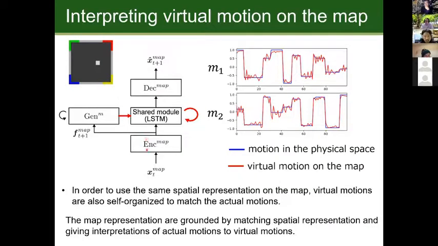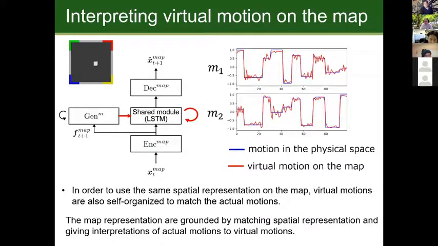But there's no teaching signal here. No. But using the spatial representation, they keep the consistency between the inputs and outputs. So this motion vector should be close to the actual motion, because this network is trained by the actual motion. I see, so it is self-organized. Thank you. And this is kind of building an interpretation of the virtual motion with the actual motion.